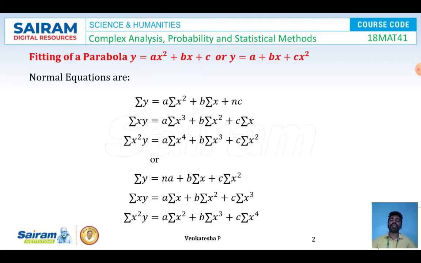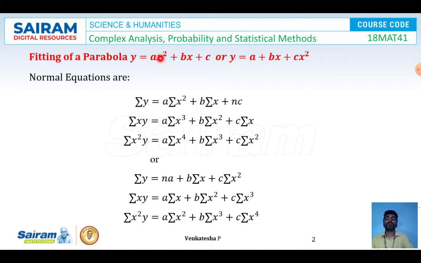Okay, how to frame the normal equations for the second-degree parabola? The curve of the form y = ax² + bx + c has been given. The first step is to apply summation for the equation. So I got the equation Σy = aΣx² + bΣx + nc. Now multiplying by x for this equation, I'll be getting Σxy = aΣx³ + bΣx² + cΣx.